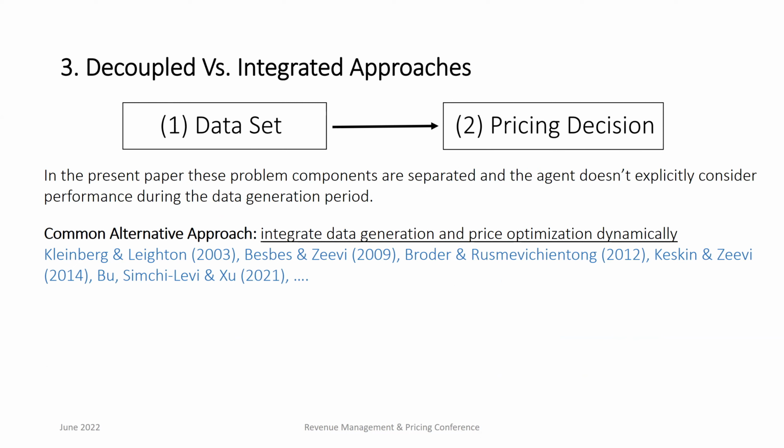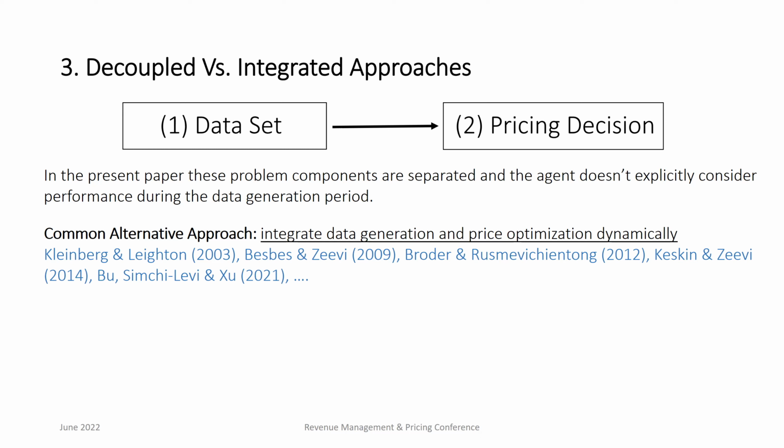We want this period to be as short as we want, so implicitly we care about performance in the first period, but we don't explicitly impose or require any performance guarantees along that data generation period. And the question is basically, can we do that? What if we do care about performance during the data generation period as well? What can we do?